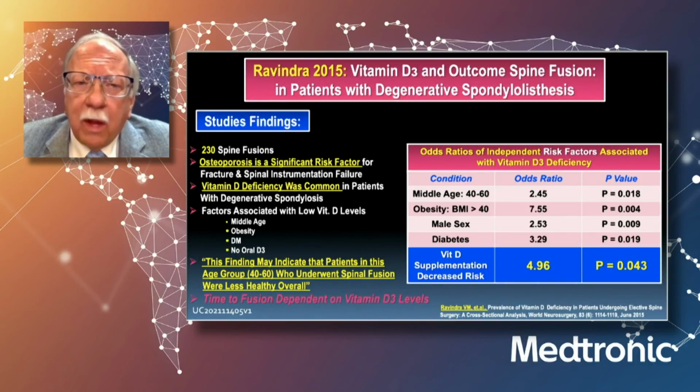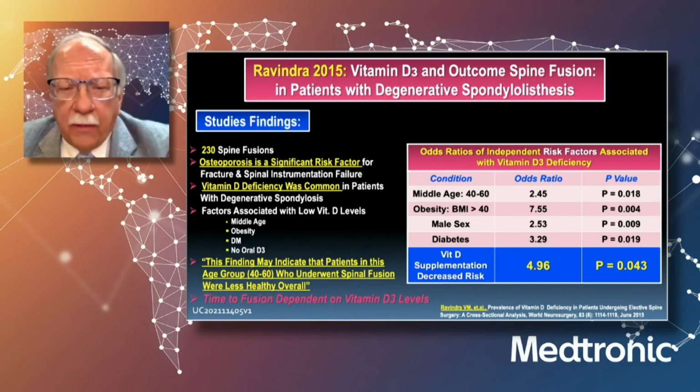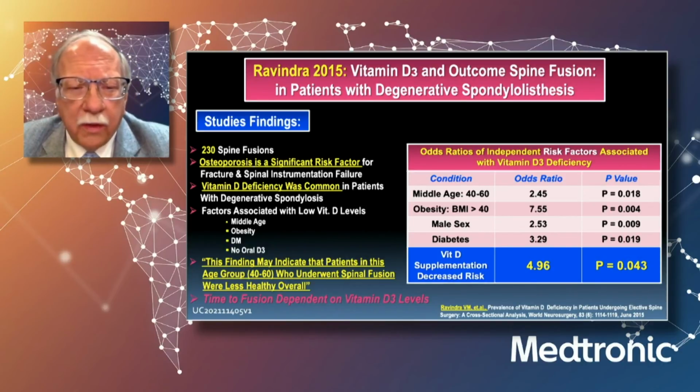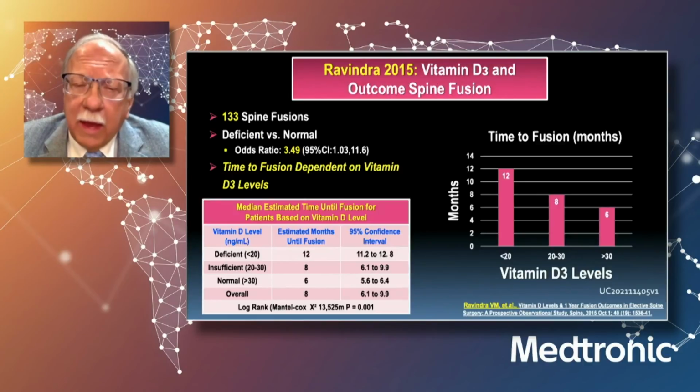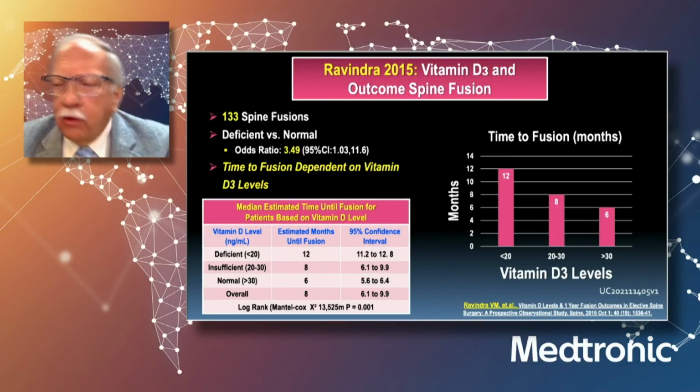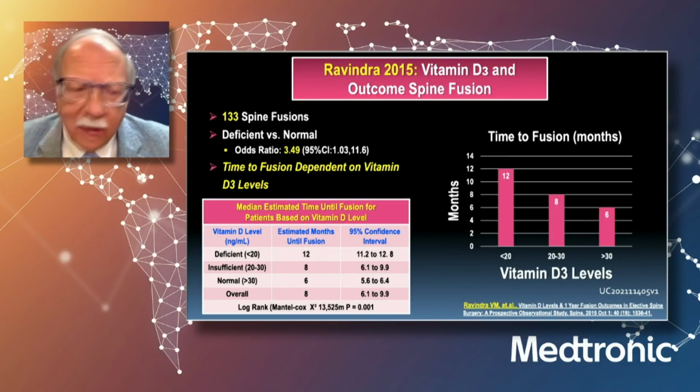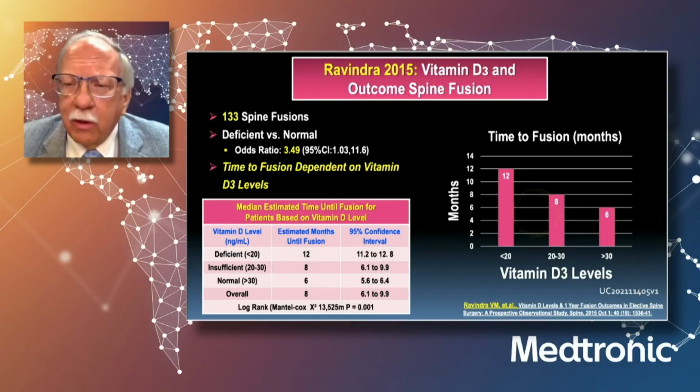Another paper by Ravanda found that patients with low D3 levels had a relatively low fusion rate compared to those that had normal levels, with a probability of 4.96. He looked at 133 fusions and at the time to fusion, and he found that patients that had less than 20 milligrams of vitamin D3 had a 12-month fusion rate versus 6 months for those that had normal levels. Again, some important evidence of why you need to treat this.